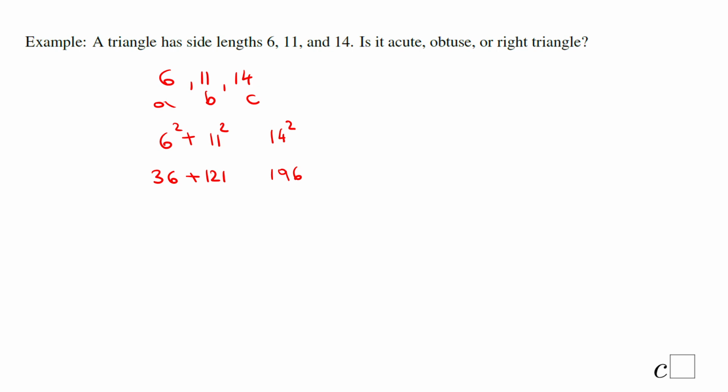And 36 plus 121 is 157. And this is 196. So obviously here we notice less. A squared plus b squared is less than c squared. So therefore, because we have this statement, you remember, this will be an obtuse triangle.